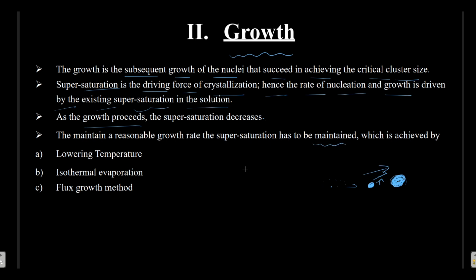Supersaturation has to be maintained at all cost to maintain a reasonable growth rate of the crystal. Now the methods that can be used to maintain a reasonable supersaturation are lowering temperature, isothermal evaporation, and flux growth method. Now let's see them one by one.